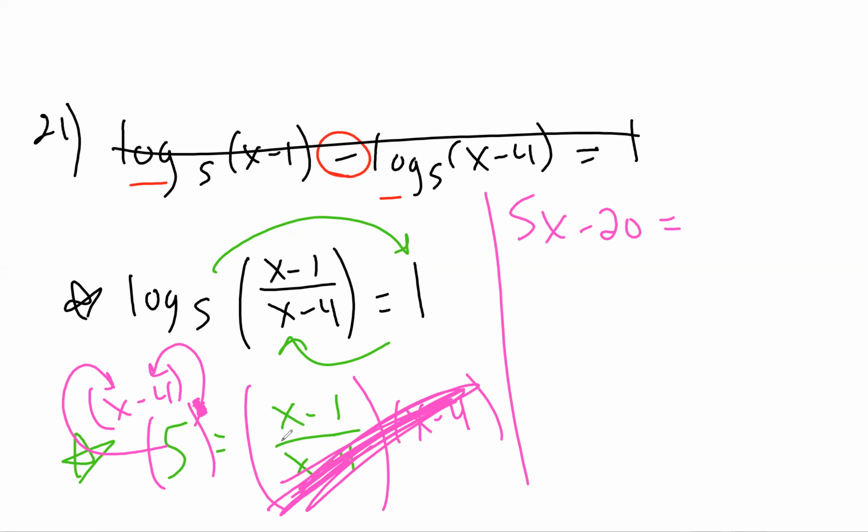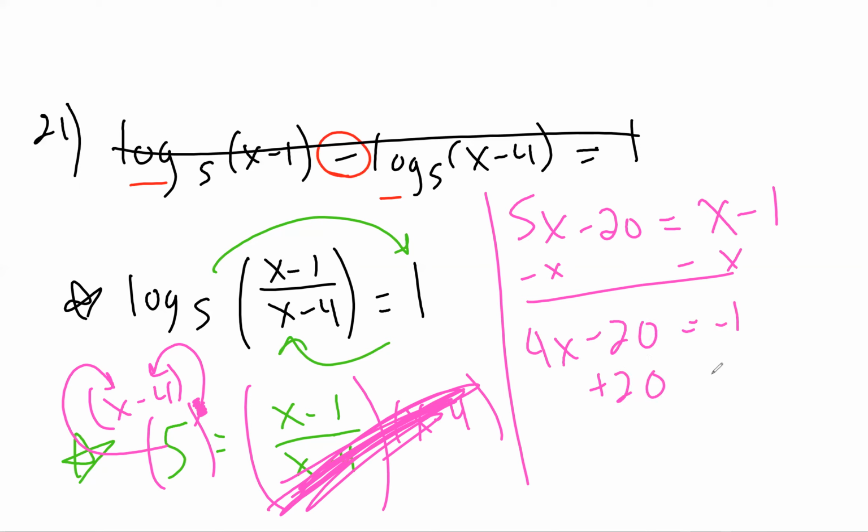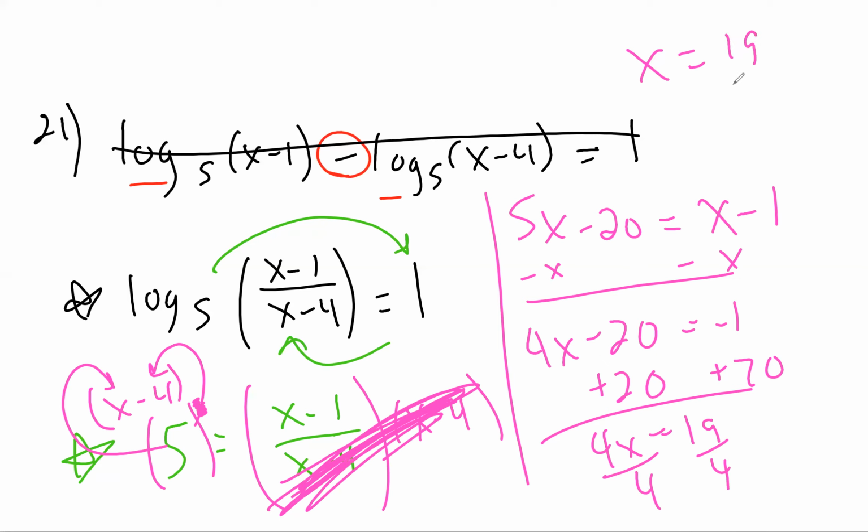Over here, the bottoms are gone. I'm just left with x minus 1. This is just a nice, neat linear equation. No big deal. So I'm going to subtract x from both sides. I'll get 4x minus 20 equals a negative 1. I will add 20 to both sides, and I will get 4x equals, what, 19? And then I will divide, and at the very last, I'll get x equals 19 over 4.